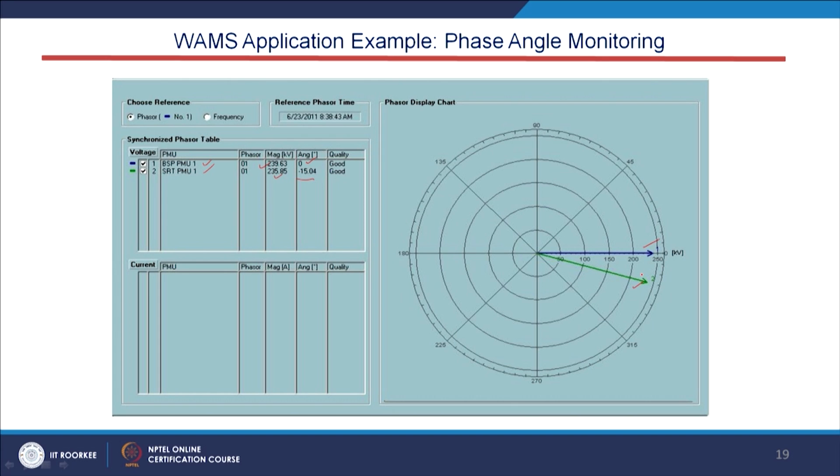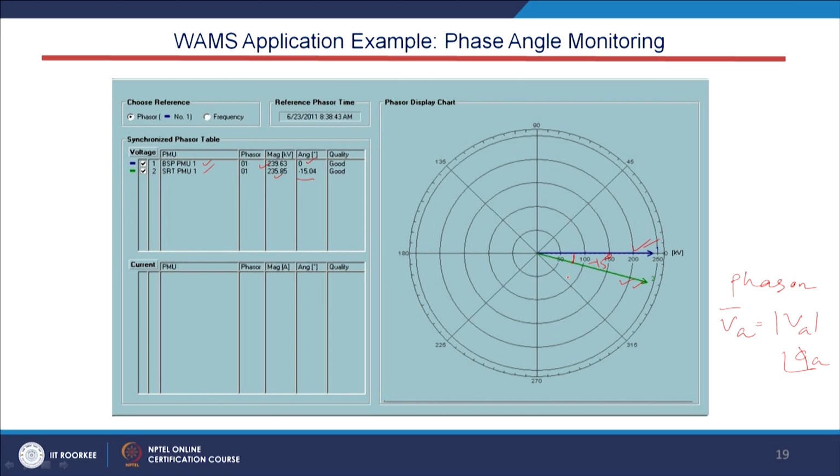Phasor means the word itself indicates the voltage VA. If it is a phasor voltage, then it has a voltage magnitude and also an angle phi. So this voltage VA is 239.63 kV and the angle is 0 degrees, and here is this phasor position. And when this angle is minus 15 degrees, this angle is basically minus 15 degrees.